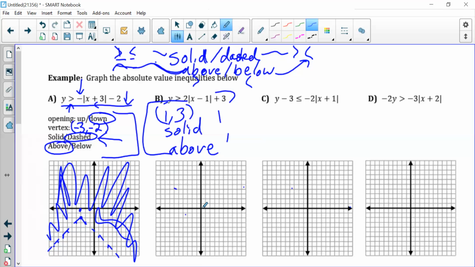So my vertex is at 1, 3. My slope of my right-hand side is 2, which means I'm going to go up 2 and out 1. So this is going to have a narrower opening. Go back to my vertex, go up 2 and out 1 the opposite way. Draw my line, which is solid, so I don't have to go back and erase and make this dash, and shade above. All right, the last two are more of the same. You just have to solve for y here first.